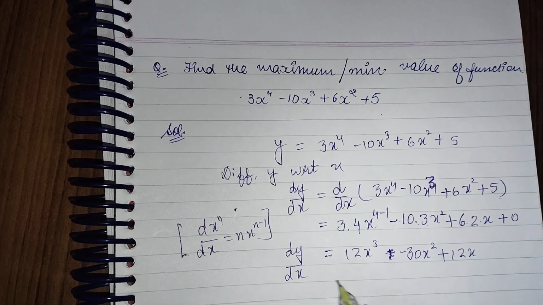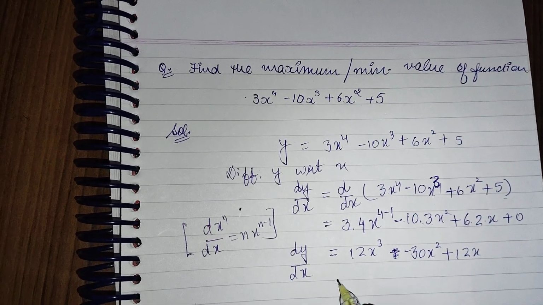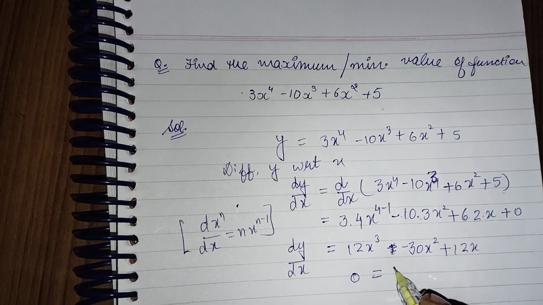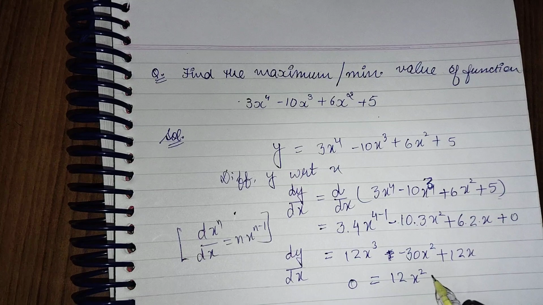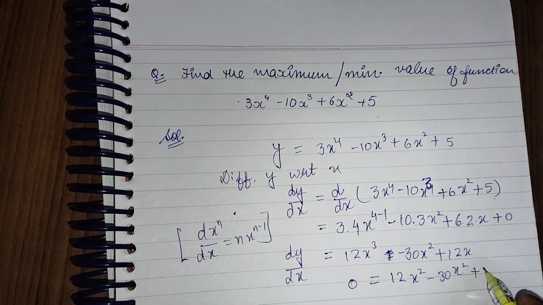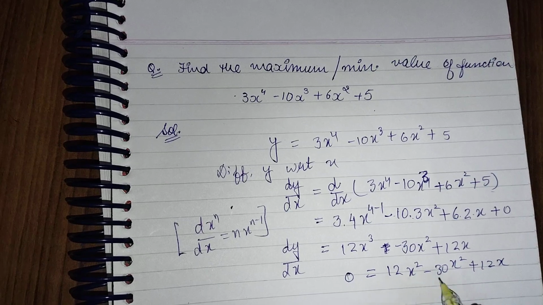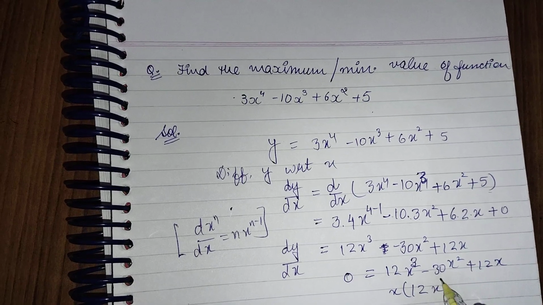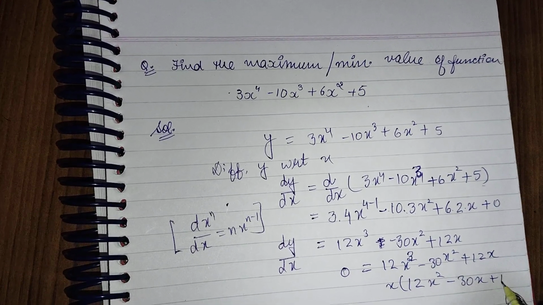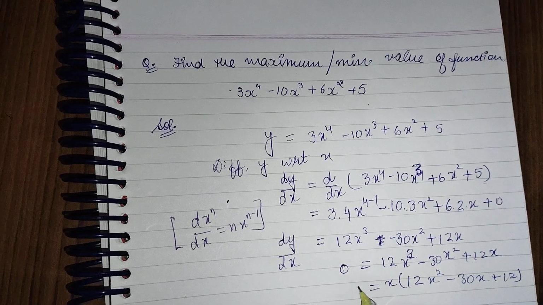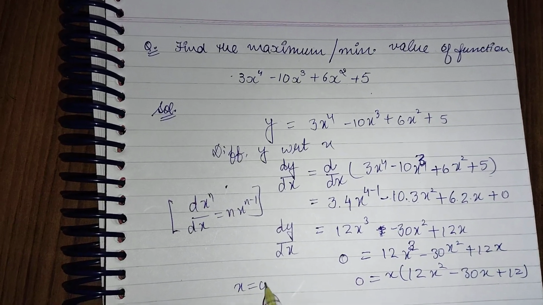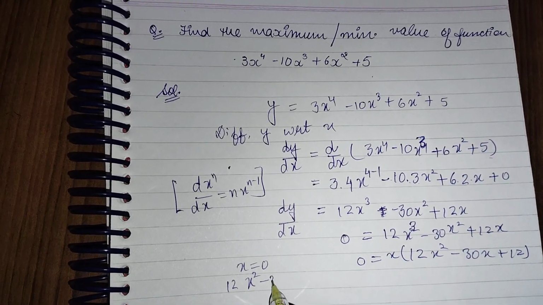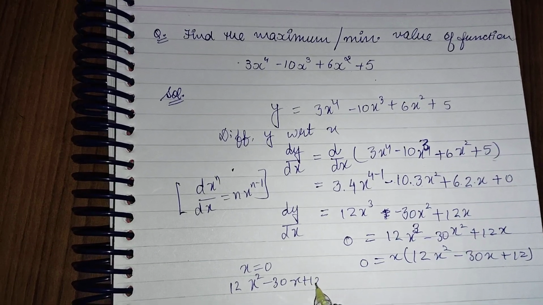So when we put dy by dx equal to 0, we get the value of x. So we put it equal to 0: 12x^3 minus 30x^2 plus 12x equals 0. Taking x common, we get x(12x^2 minus 30x plus 12) equals 0. So it gives us either x equal to 0 or 12x^2 minus 30x plus 12 equals 0.